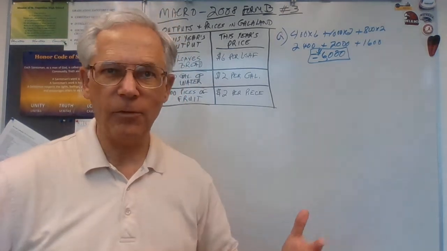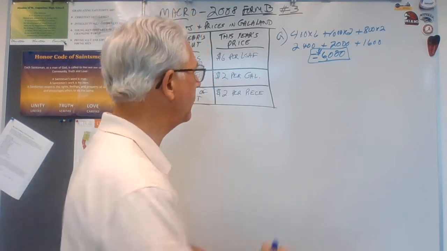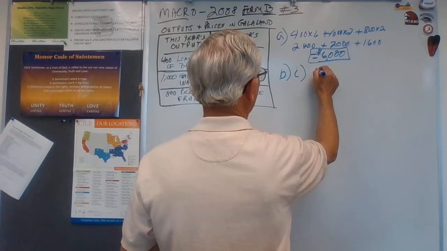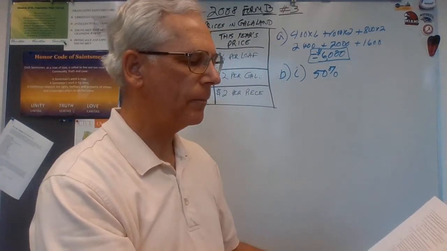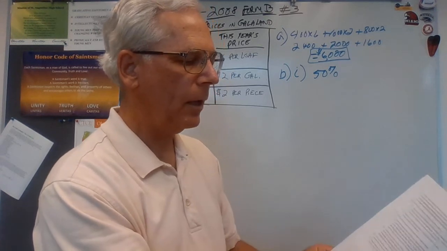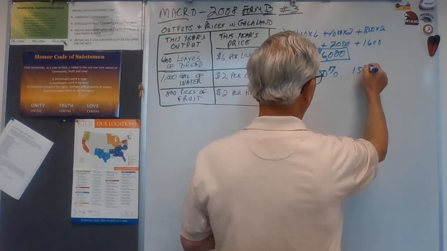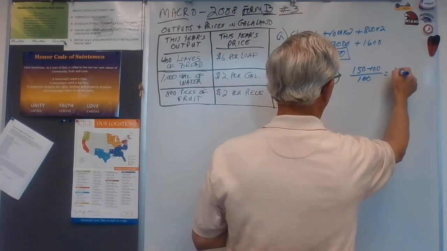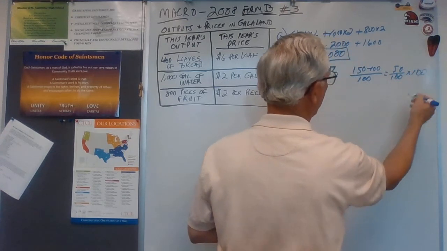Well, it's 50 divided by 100, which is 50%. Prices have increased by 50%. 50% inflation. Okay, and if they want you to show how you got that, it's 150 minus 100 divided by 100, 50 over 100 times 100 to make it a percentage, right?